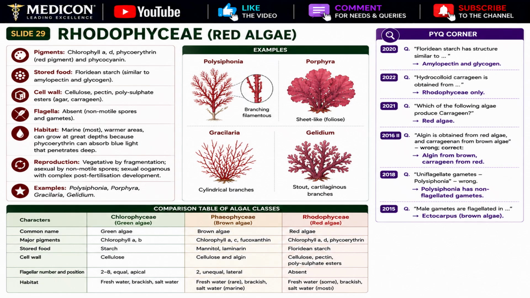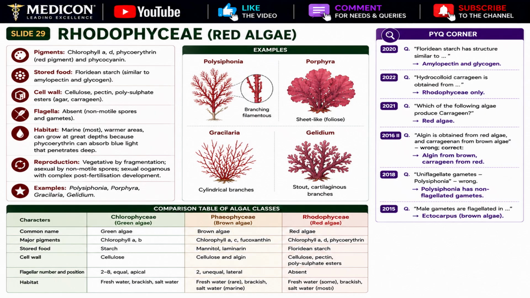So then comes the sexual oogamous with complex post-fertilization development. This post-fertilization development was never a part of the previous classes. So that is very important. Examples are Polysiphonia, Porphyra, Gracilaria, and Gelidium.